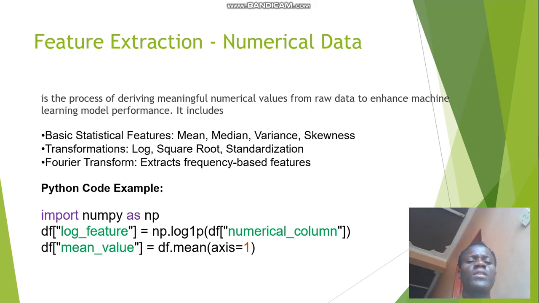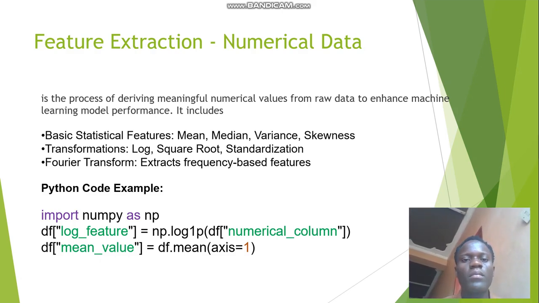This includes basic statistical features such as mean, median, variance, skewness, and transformations like log, square root, and standardization. Then we have the Fourier transform, which extracts frequency-based features. And an example of Python code is there. These are the EDA codes that are included. We shall see importing the library for NumPy as np. Then we have an example of the log feature. This one is the transformation.